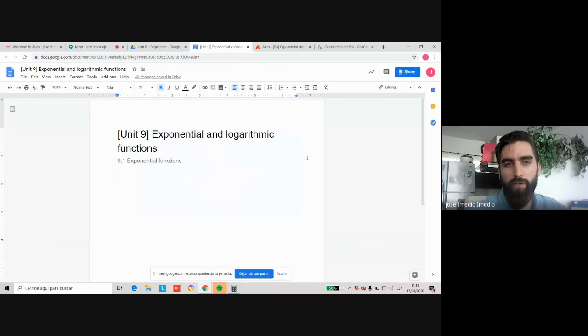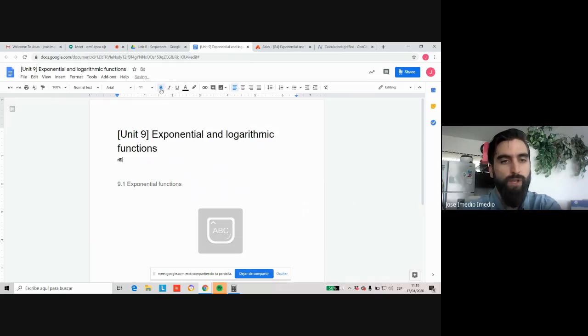Today we're going to talk about exponential and logarithmic functions. That's unit 9, and specifically we'll be talking about exponential functions. Before starting with that, I'd like to do a very quick review of the previous unit.